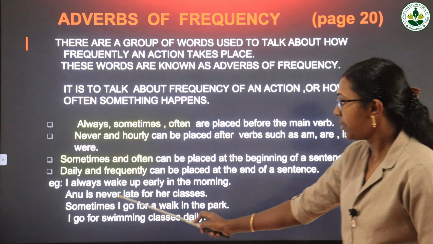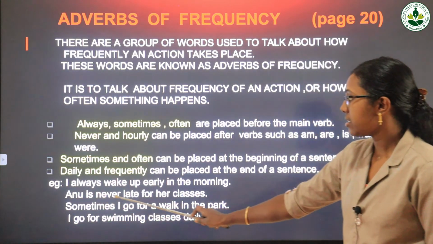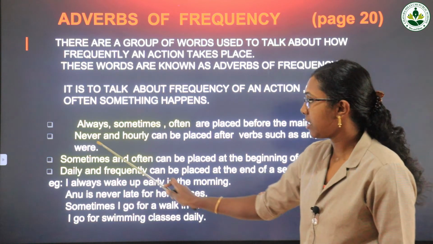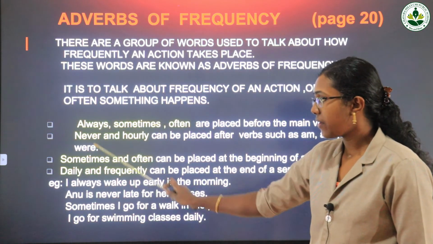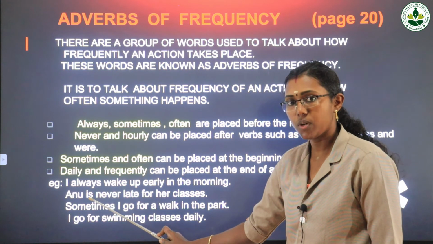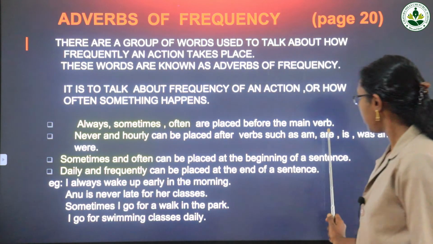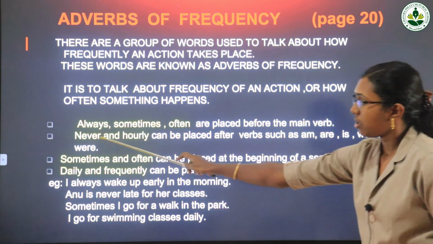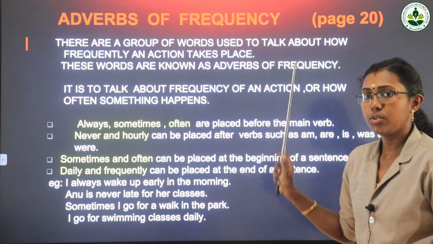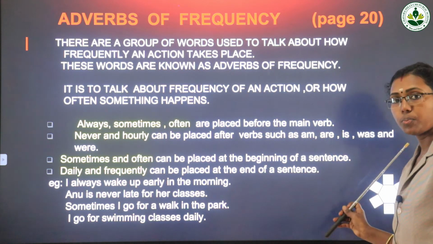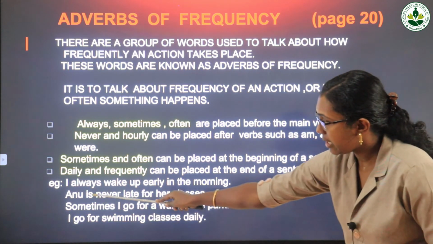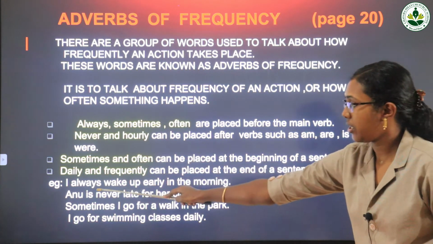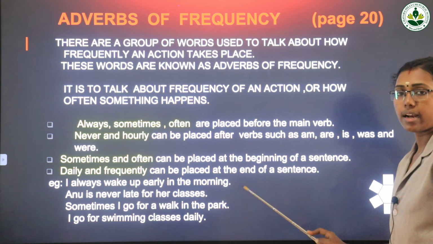See the example here. Anu is never late for her class. Anu is never. See, never is here, and where is never used? After the helping verb, see, is. Are, is, was and were. So never and hourly we have to use after this group of helping verbs. Here is is the helping verb and never is the adverb of frequency. Anu is never late for her classes.